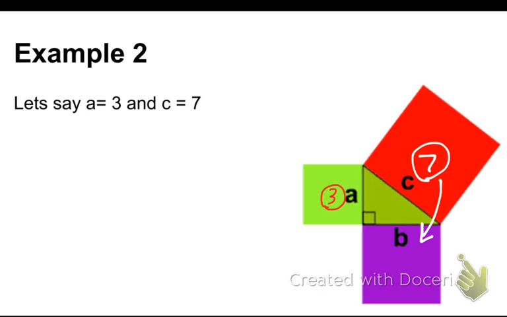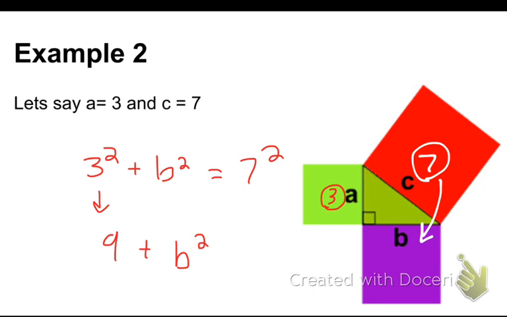We can solve this algebraically by taking a squared, which is 3 squared, plus, we don't know what b is, equals 7 squared. Well, let's simplify that out, and we end up getting 9 plus b squared equals 49. Well, all I have to do now is figure out what b squared is. Well, I subtract 9 from both sides, right? And I get b squared equals 40.